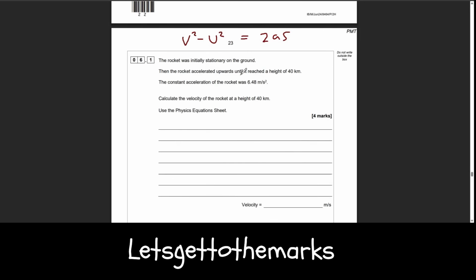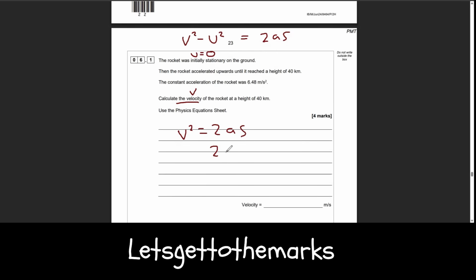The rocket accelerated upwards until it reached 40 kilometers. So it was stationary initially, so we know that U equals 0. Calculate the velocity, that's going to be V, at 40 kilometers. We know the constant acceleration was 6.48. So really, we're going to do the same thing here, which is V squared is equal to 2AS.